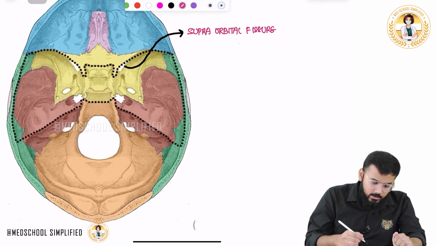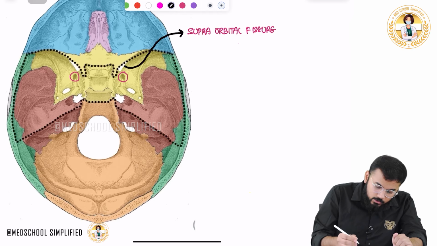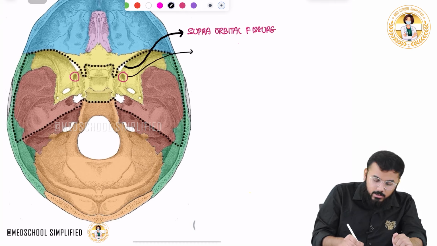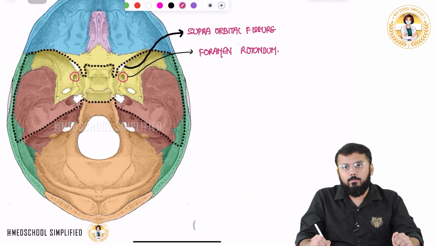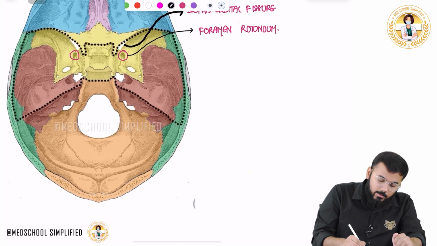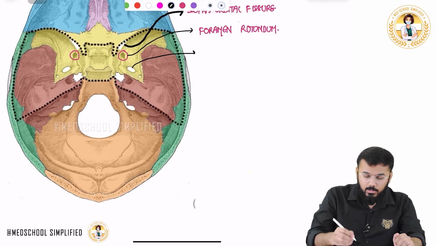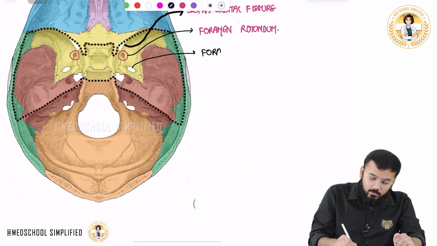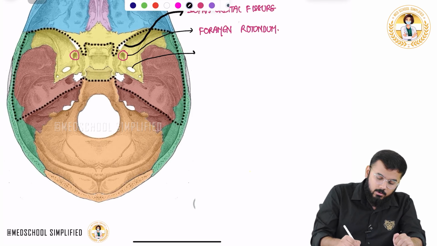After that, you see another opening here, right? You see this particular opening which you can see over here, on here and here, right? So these two openings which you can see over here is nothing but called as foramen rotundum. Okay, just beneath this foramen rotundum, you see this particular foramen over here. This is the foramen is oval shaped. So this is called as foramen ovale.